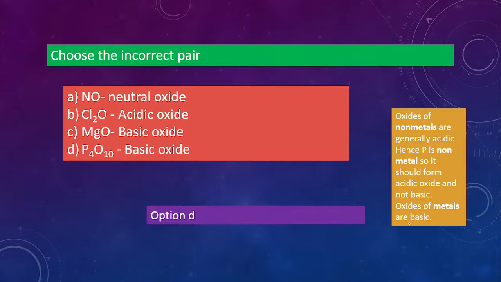Okay, is it clear, everyone? Give a thumbs up if it is clear. So you check whether it is a metal or non-metal. If it is non-metal, it will be acidic. You see, chlorine is a non-metal. Magnesium is basic because magnesium is a metal. Phosphorus is a non-metal, so it should have been acidic. I hope it is clear.